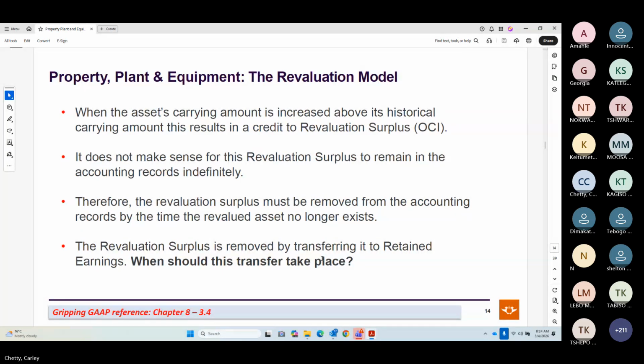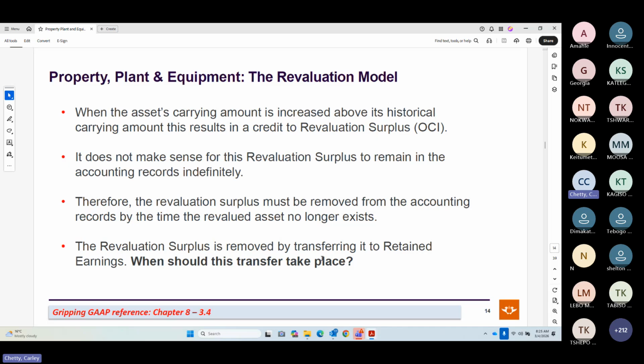Okay. So when the asset's carrying amount is increased above its historical carrying amount, this is going to result in a credit to revaluation surplus. So it doesn't make sense for this revaluation surplus to remain in the accounting records indefinitely. So the revaluation surplus must be removed from the accounting records by the time the revalued asset no longer exists. So the revaluation surplus is going to be removed by transferring it to retained earnings.